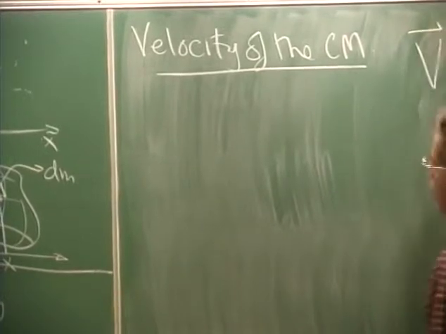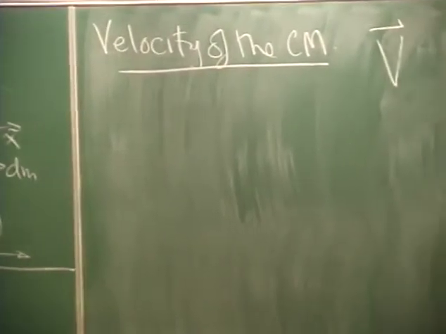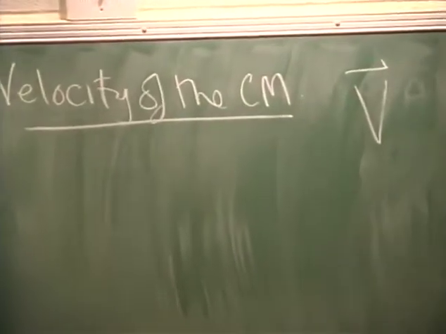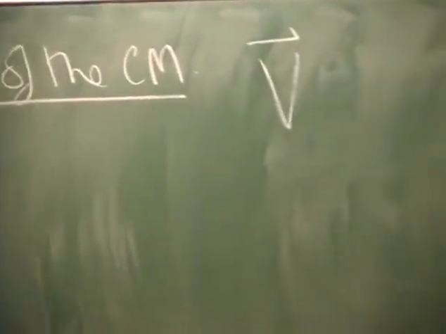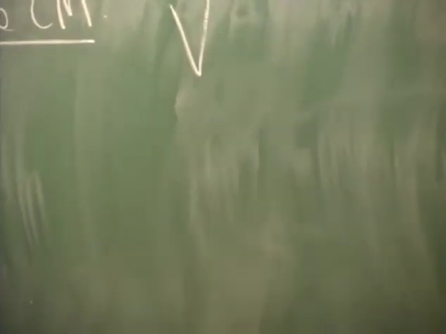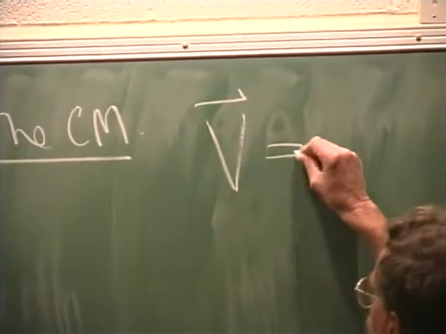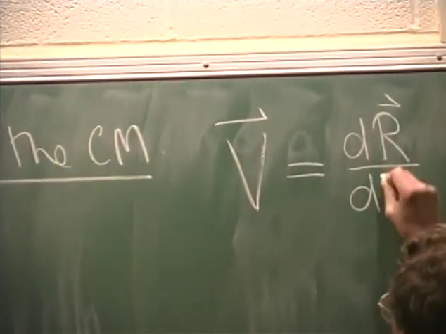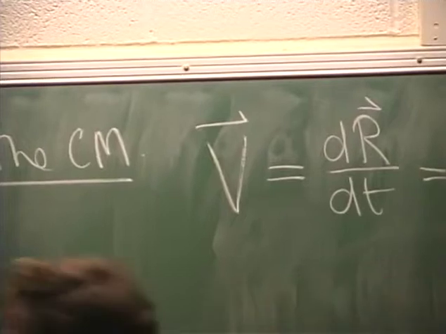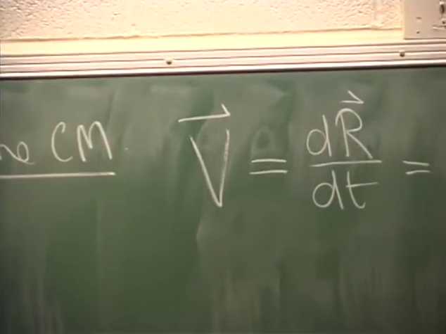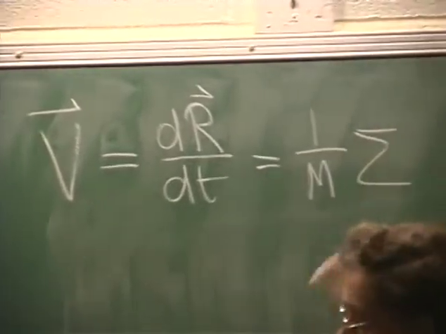I use capital letters to denote the center of mass, or things that pertain to the whole object, the center of mass, the total mass, and little letters when I'm talking about the individual particles. So V, the velocity of the center of mass, is just dR by dt. If I differentiate this with respect to time, what do I get? 1 over the total mass times, that's not changing with time.